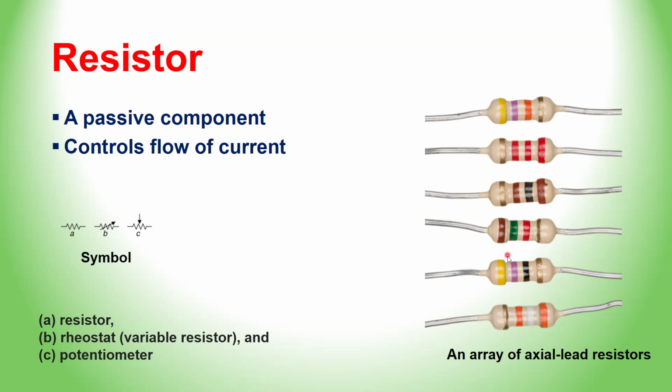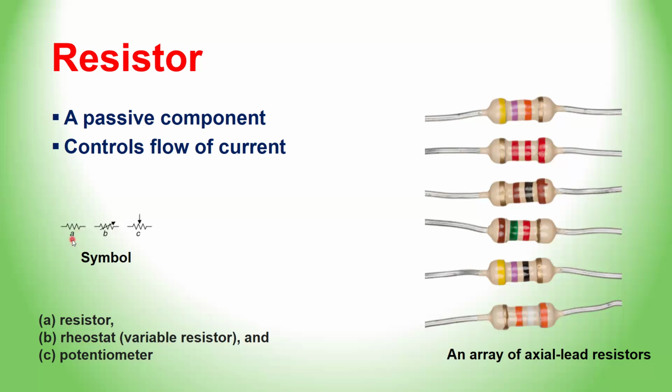Here are different types of resistor. You see that there are color bands, and based on the color bands you decide the value of the resistors. These are called axial lead resistors. So there is an array of all these resistors.